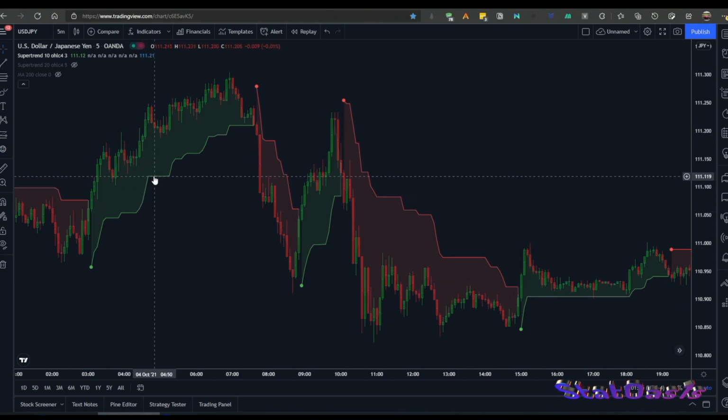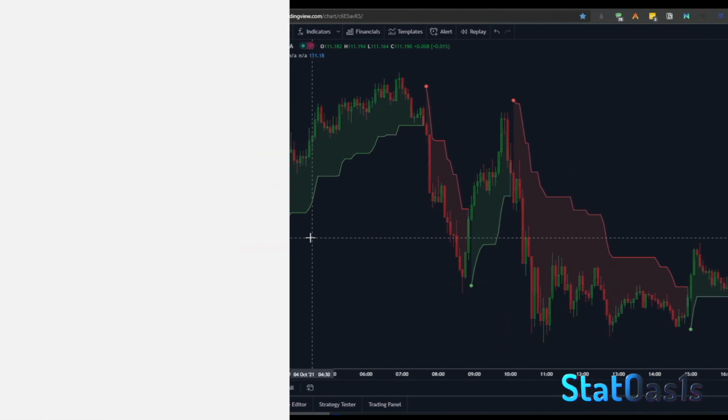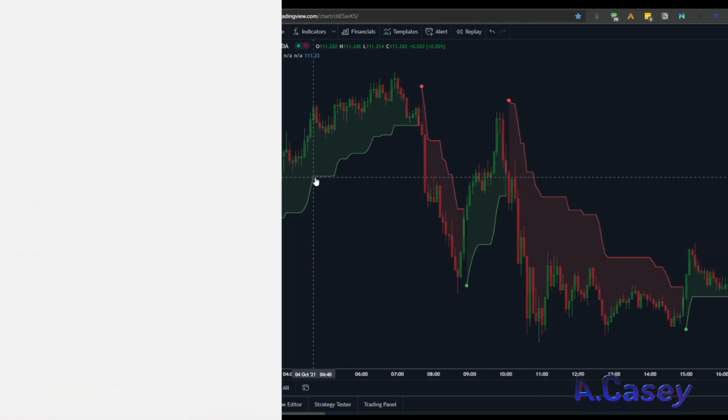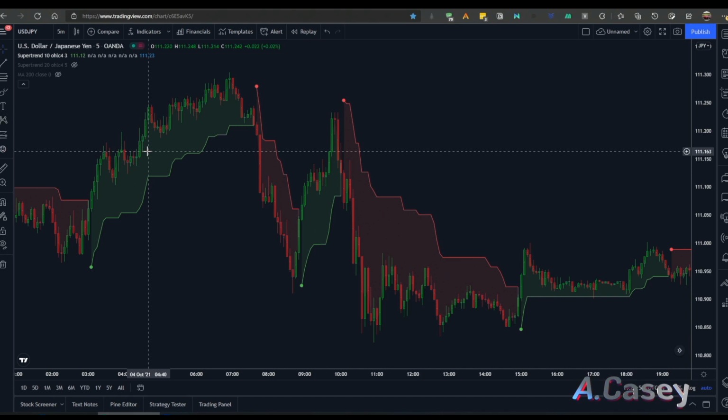And of course, the further the channel is away, the longer you're going to stay in the trend and the bigger the stop loss will be. And the closer the upper band and lower band are to the price, the shorter time you're going to spend in a trend, but the smaller the stop loss, which is the normal behavior of all trend indicators. Trend indicators usually give you a smaller winning percentage, but bigger fat tails. Usually you score big with huge profitable trades, but most of the trades are either a scratch or losing a little bit of money.